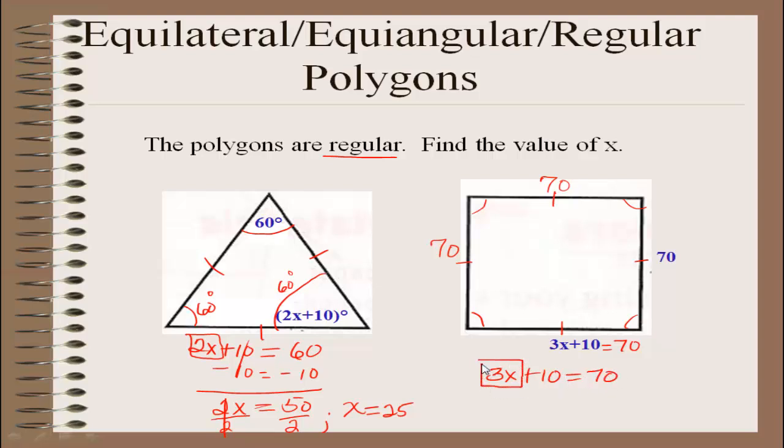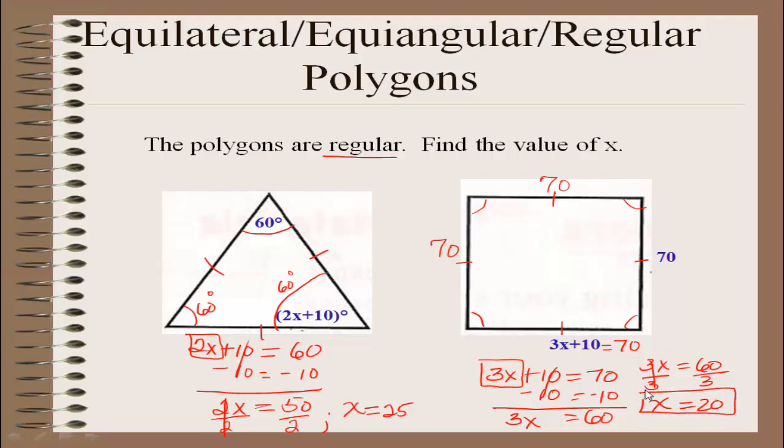Isolate this term by taking away that 10 that's beside it. You do that by subtracting 10 on each side, and you get 3x is equal to 60. And we divide 3x by 3 to isolate the x on each side. X equals 20.